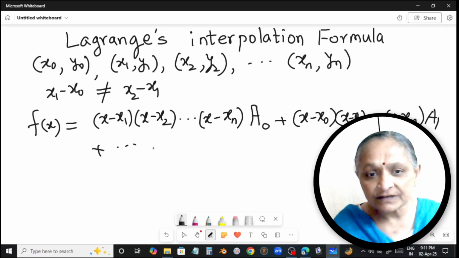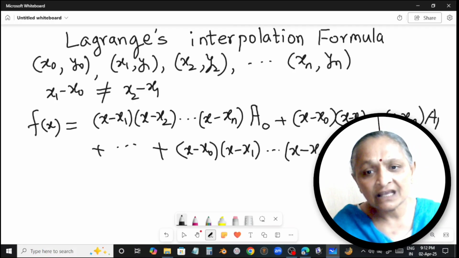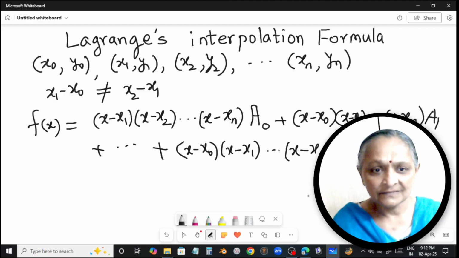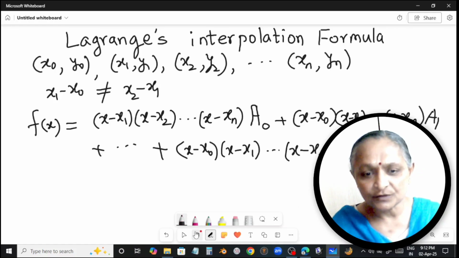We continue this way each time missing one point, and finally we are having x minus x naught into x minus x1 into and so on up to the last but one point. So we call it as x minus xn minus 1 times the constant we are labeling as a n. So this is a polynomial. Let us denote this as equation number 1 and let us proceed.